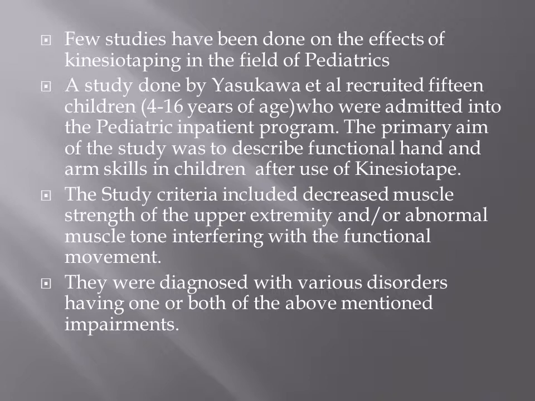The primary aim of this study was to describe the functional hand and arm skills in children after the use of kinesiotape. The study criteria included decreased muscle strength of the upper extremity and/or abnormal muscle tone interfering with the functional movement. The children were diagnosed with various disorders having one or both of the above mentioned impairments, which is either they had decreased muscle strength due to any underlying condition that they had or any abnormal muscle tone. So either of these conditions was the inclusion criteria for this study.